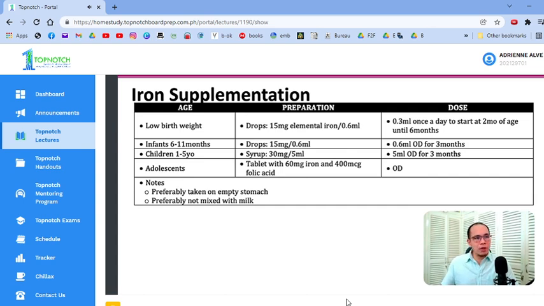And please take note that the most common preparation will be ferrous sulfate. It's preferably taken on an empty stomach because the absorption is better. It's preferably not mixed with milk. When you mix it with milk, kapag naging basic yung pH ng tiyan, mas hindi rin siya na-absorb. And ideally, recent studies have shown that once a day dosing is preferred over multiple divided doses. So please do remember that.